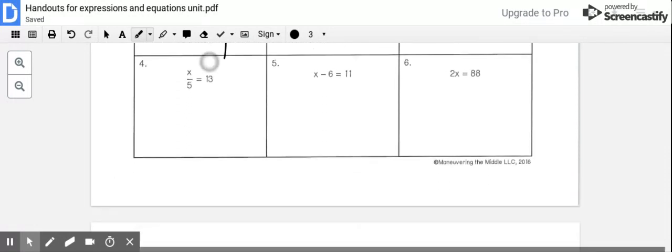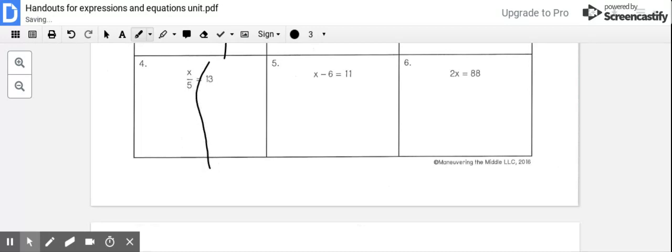Okay, so on this one, what's happening to the X? It's being divided by 5. So the opposite is to times by 5. And I'm showing times like this. Okay, and then those cancel out, because really you could put a 1 under here, and so then the 5s cancel out, if you want to think of it that way. So we have X equals 65.